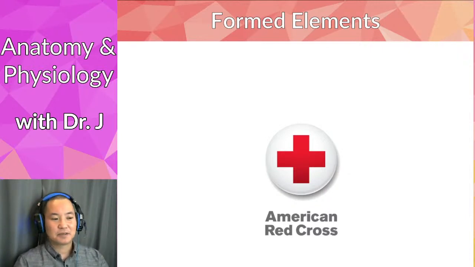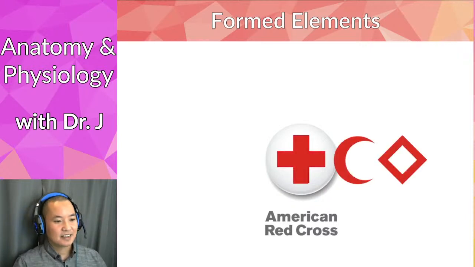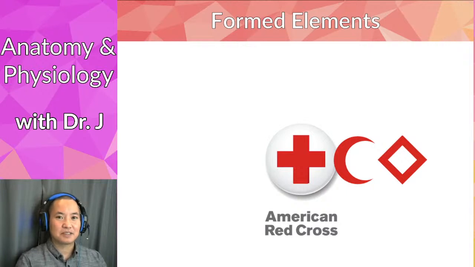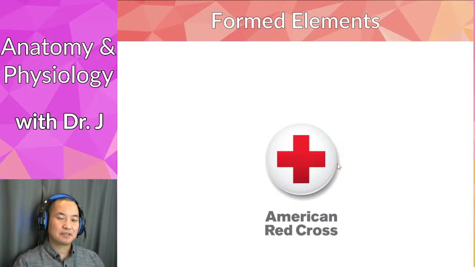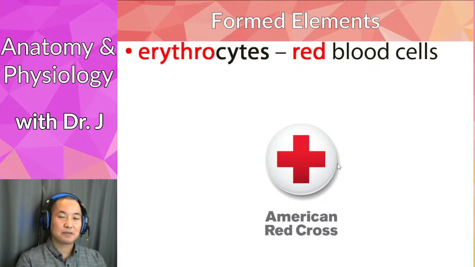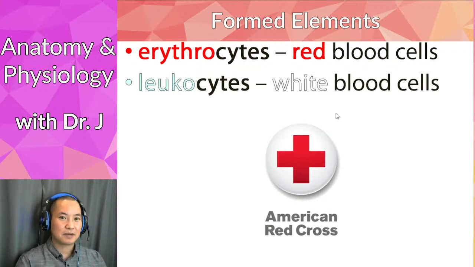So this is my mnemonic, a Red Cross logo on a plate. And if you're in other countries, sometimes they have Red Crescent or Red Diamond, depending on the different cultural sensitivities of where the Red Cross is located. So they're sometimes called other things. But same thing, red, white, and part of the mnemonic is on a plate. So you have red blood cells, like the red in the Red Cross, and the white blood cells, like the white background.